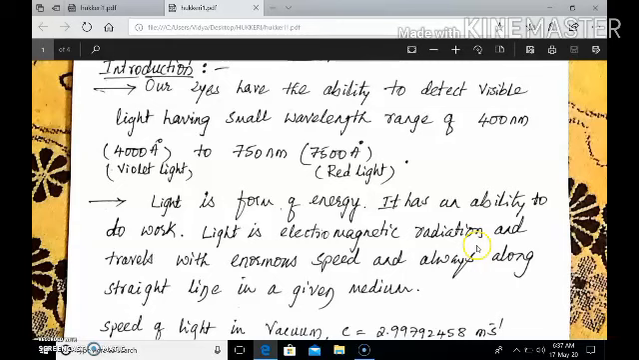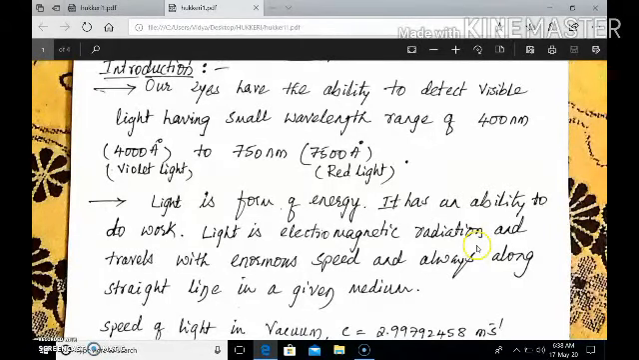Energy is neither created nor destroyed. So one form of energy can be converted into another form of energy. And all forms of energy have the ability to do work. Likewise, light has an ability to do work. For example, photosynthesis is carried out in the presence of sunlight.